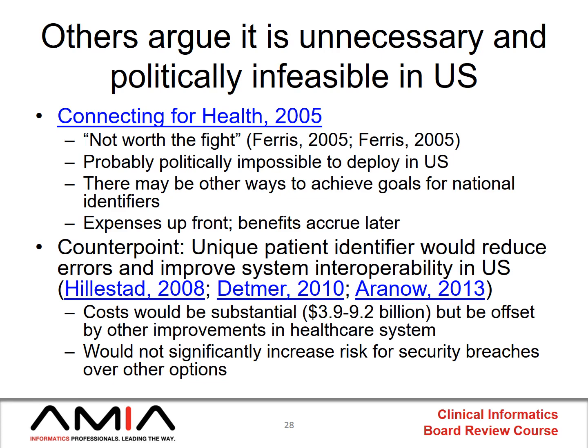However, there are still those who advocate a unique patient identifier and argue that it would reduce errors and improve information system interoperability in the US. Again, the cost would be substantial, anywhere from $3.9 to $9.2 billion, but offset by other improvements in the healthcare system. And many advocates of this argue that it would not significantly increase the risk for security breaches over the other options that we use for linking records.